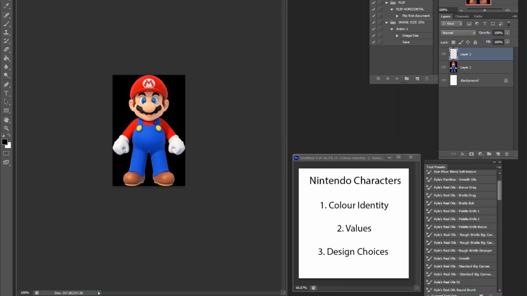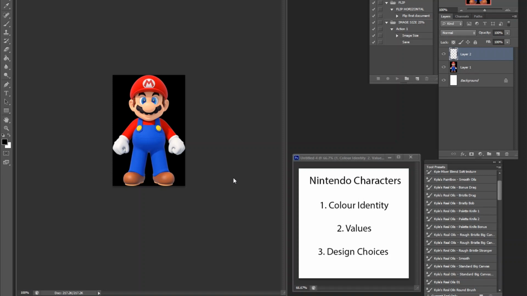Number two, I would talk about the values and what makes each of these characters stand out from a value standpoint without looking into the colors. And then three, I want to talk about in general other design choices that popped up with me with these four characters. So, first, let's talk about color identity because it's the simplest way to really make these characters stand out. So first, look at Mario.